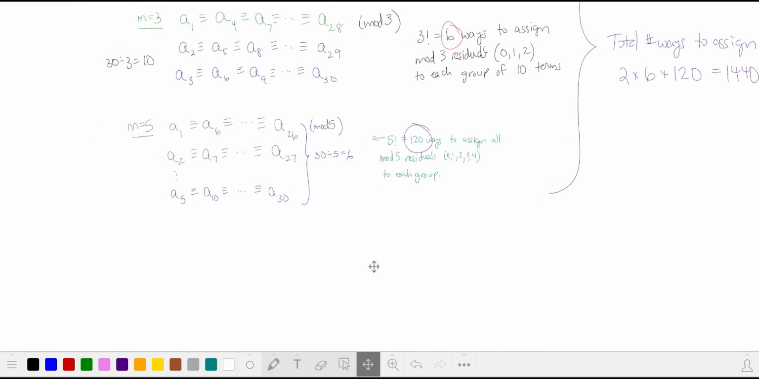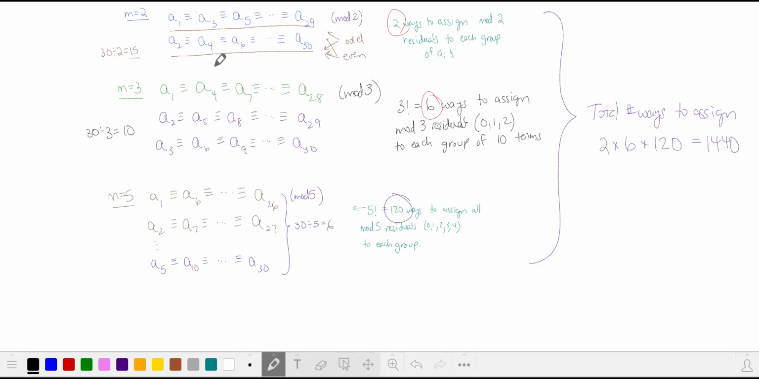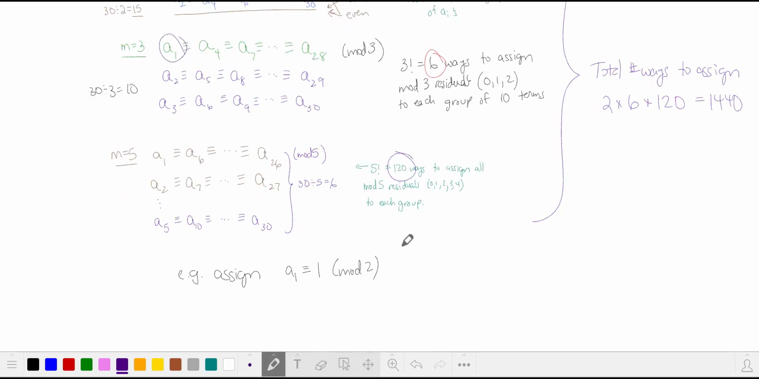To see why this is true, let's say we want to assign a number to a1 in one of these particular arrangements. So let's say that everything in this top group here is going to be equivalent to 1 in mod 2, including a sub 1. So we'll say that a sub 1 is 1 in mod 2. For m equals 3, we'll take a look at a1 again, and let's just say that everything in this first group is going to be 2 in mod 3. And down here in mod 5, let's just say that everything in this first row, including a1, is going to be 4 in mod 5.